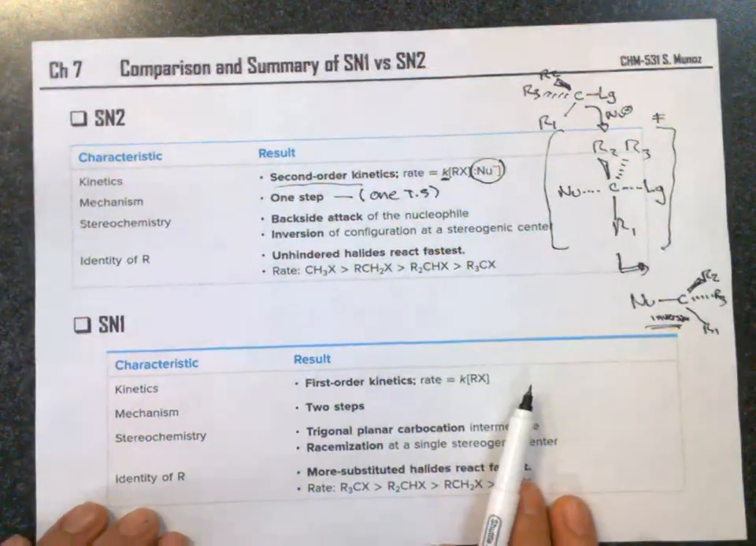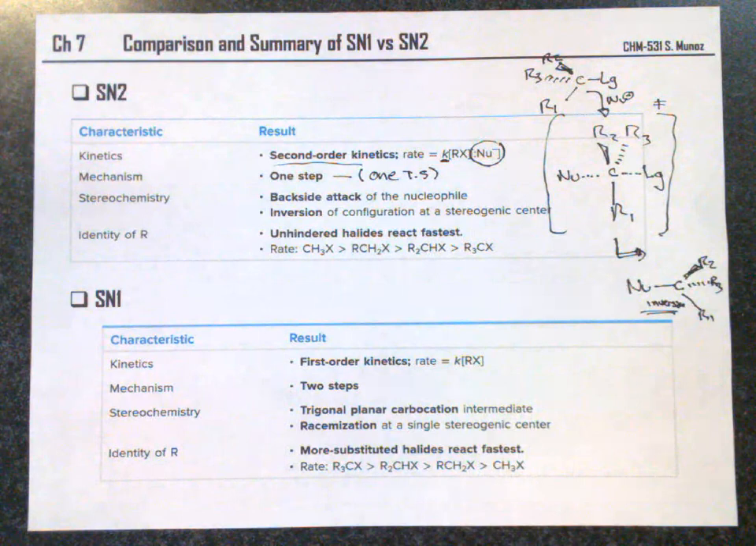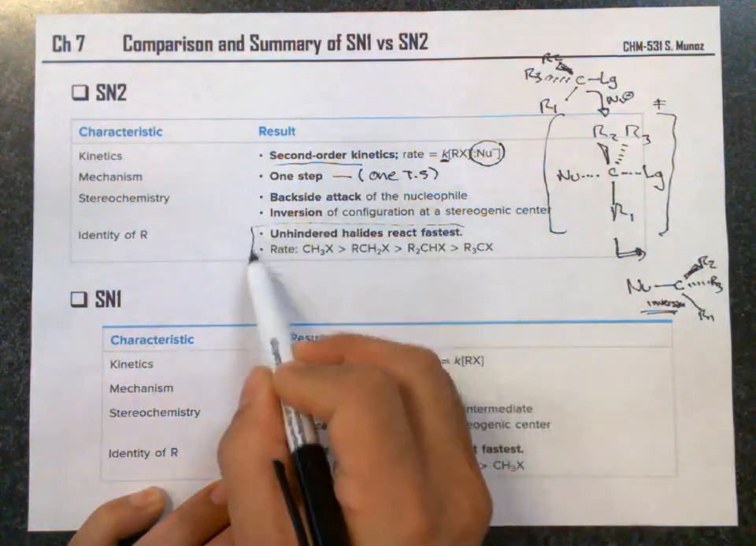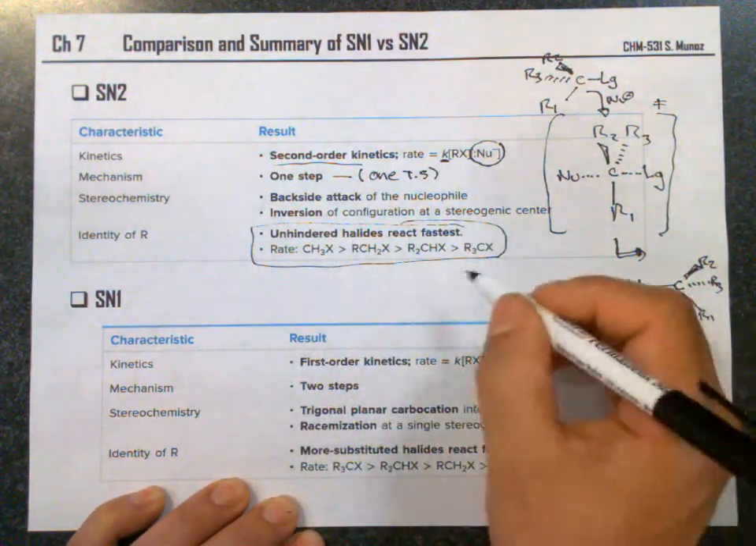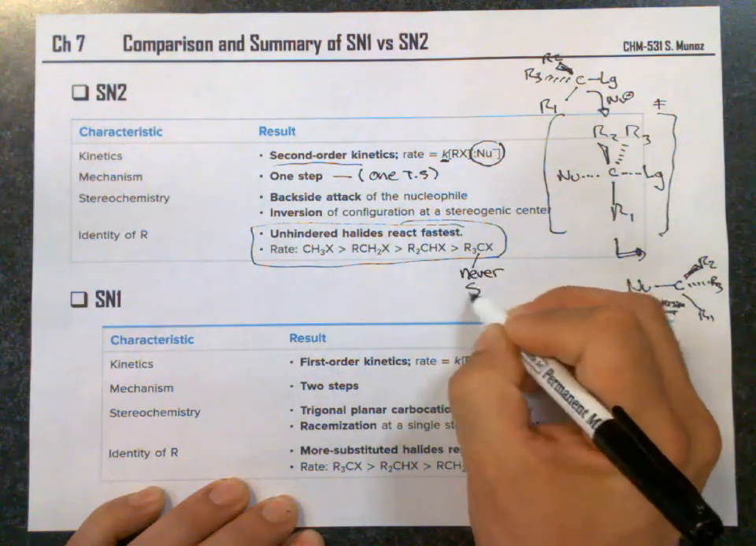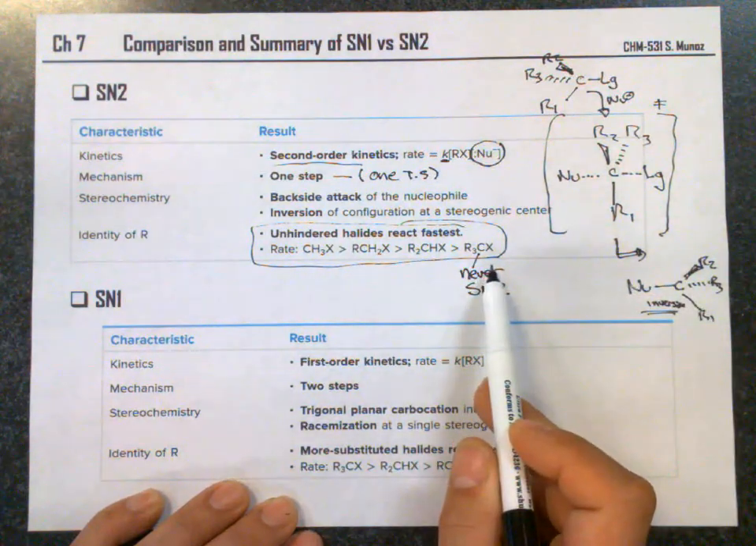Now, the most important factor to determine whether or not a reaction undergoes SN1 versus SN2 is the electrophile. This is one of the most important ones. In fact, we mentioned that this is never SN2. This is a tertiary alkyl halide, right?